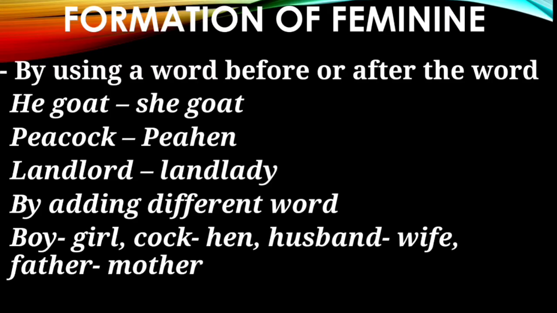It does not exist now, but just for information I am saying it. So the next category is by using a word before or after the word. He-goat, she-goat. Goat is an animal, and we are making gender by adding the pronoun he and she. In another word, he-goat, she-goat, peacock, peahen, landlord, landlady. This is another way. And we add an entirely different word also: boy, girl, cock, hen, husband, wife, father, mother.